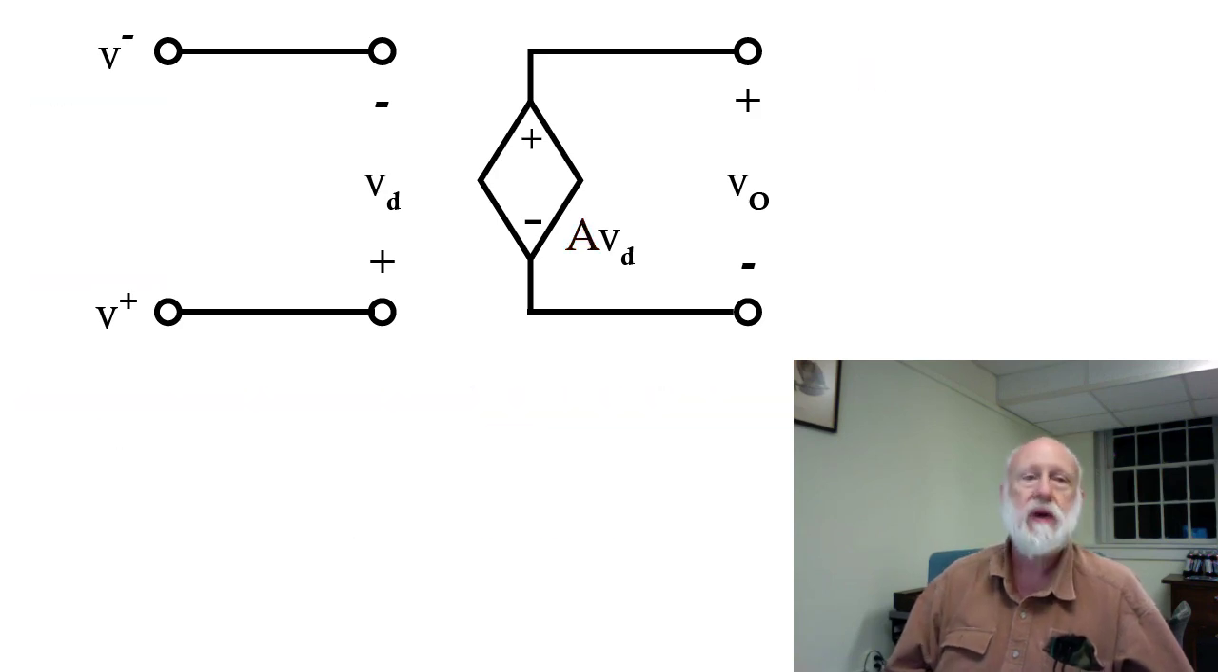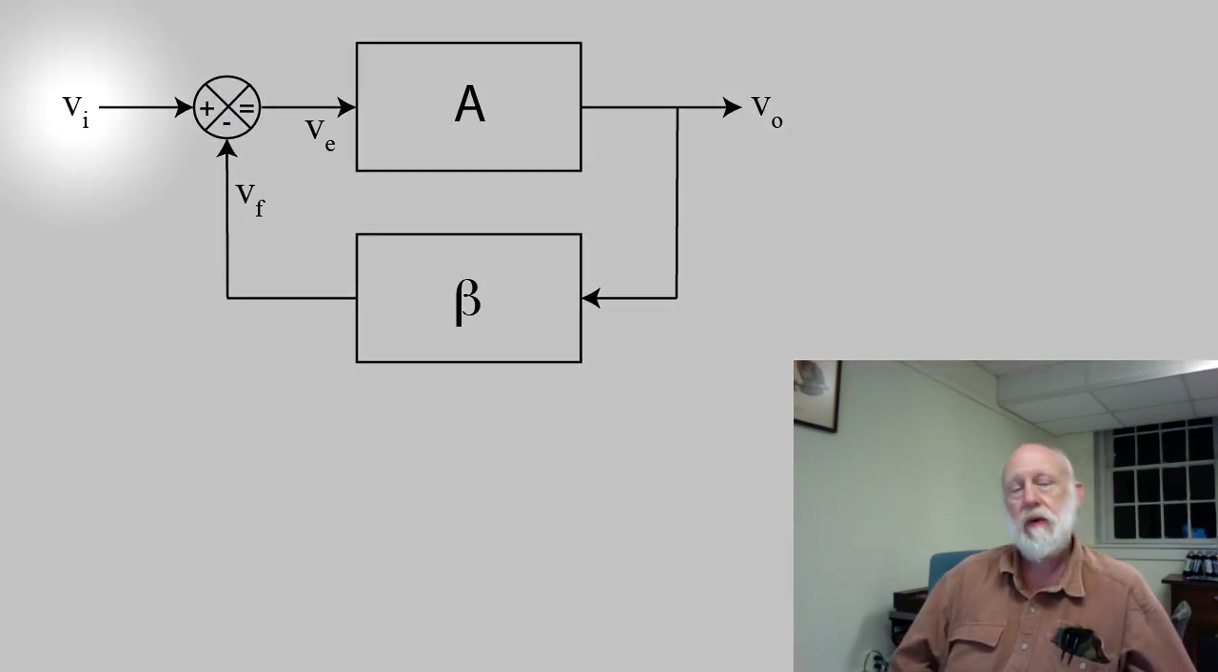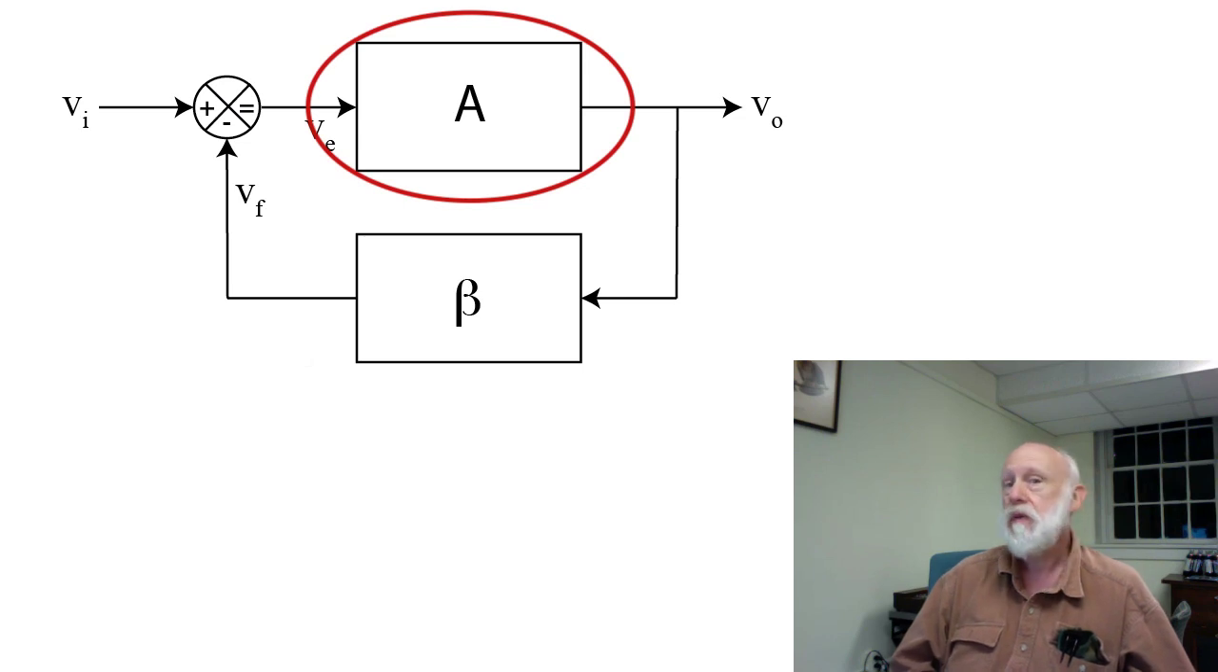However, before we start all that, we need to look at a generic negative feedback amplifier. This is a block diagram of a generalized negative feedback amplifier. Now, several things of note about this. First of all, there's some input voltage, V sub I. There's an output voltage, V sub O. There is a gain block called A. Now, this is where we would put our operational amplifier.